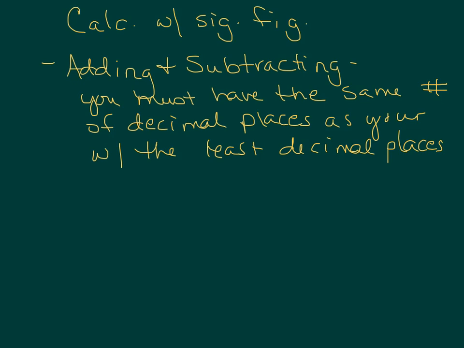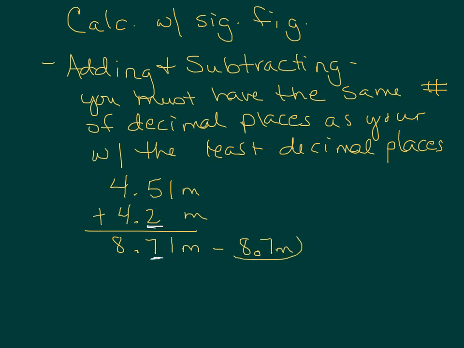So if I'm adding 2 measurements, like 4.51 meters, and I'm adding to that 4.2 meters, if you add that up, put it on your calculator, whatever the answer you get is 8.71 meters. But because this is only measured out to the tenths place, my answer cannot have more decimal places than that number. So I'm going to have to round it to the first decimal place right here, which would mean that my actual answer is 8.7 meters. That's my correct answer. You are not supposed to have more decimal places than the least number of decimal places. That's saying your answer is more accurate than any of your measurements, which can't be true. So that's our rule for adding and subtracting. Let's look at a couple more examples of that.